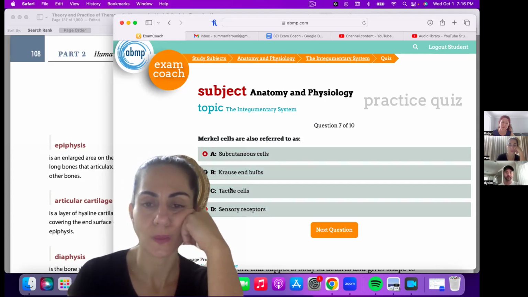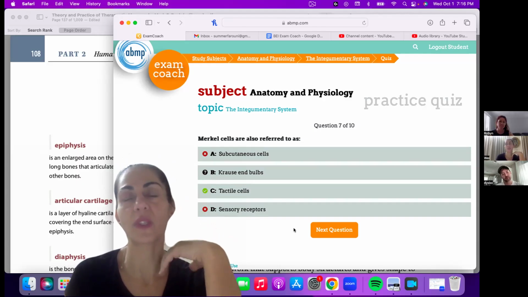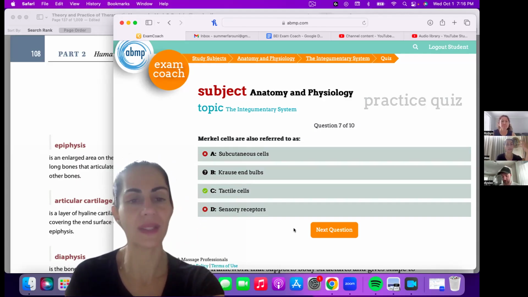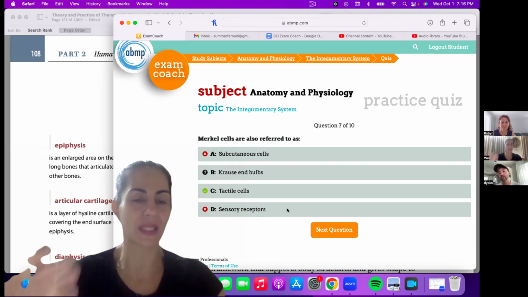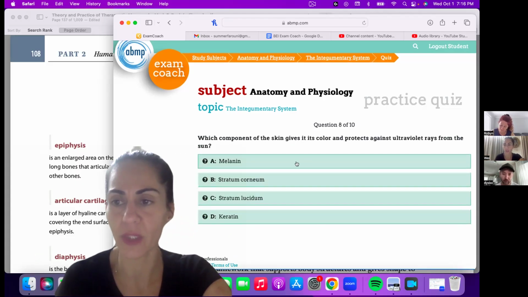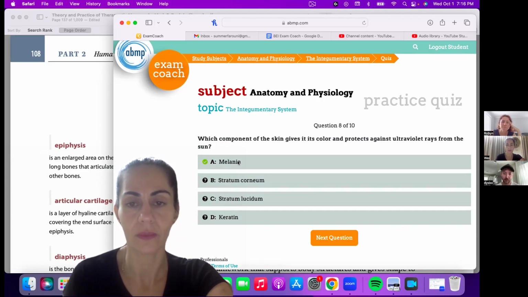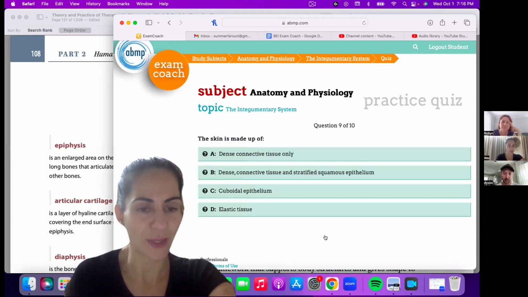Correct. So this is why I like to do the questions, because you look at the book, you look at Google, everything is somewhat similar, but we want to know how they ask in their language. So don't think too much about it, but we should just do as many questions as we can. Okay, which component of the skin gives its color and protects against ultraviolet rays from the sun? Melanin. They'll probably ask you something like this.